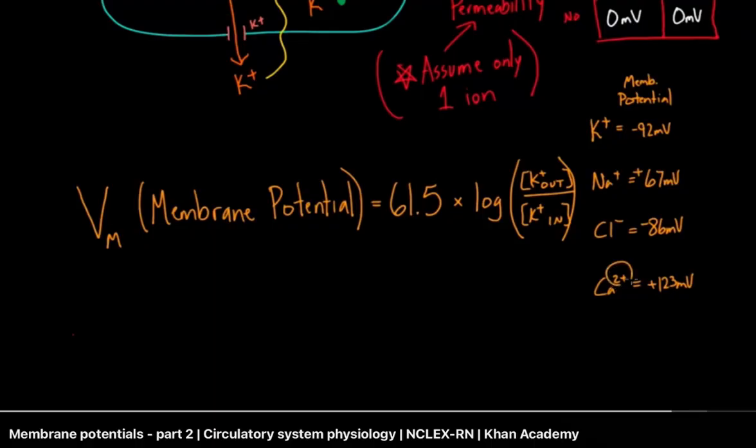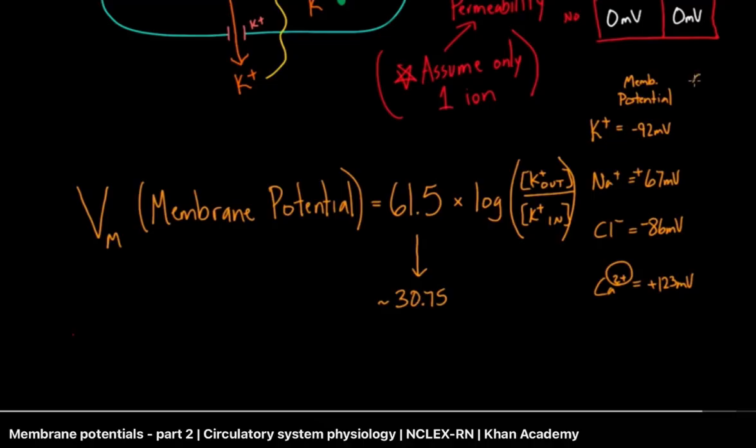And now, keep in mind, calcium has a 2+ charge. So for calcium, this 61.5 actually gets changed to 30.75, and that's rounded off, but that's because of that 2 positive charge. And all you do, as I said, is throw in the concentrations on the inside and outside.